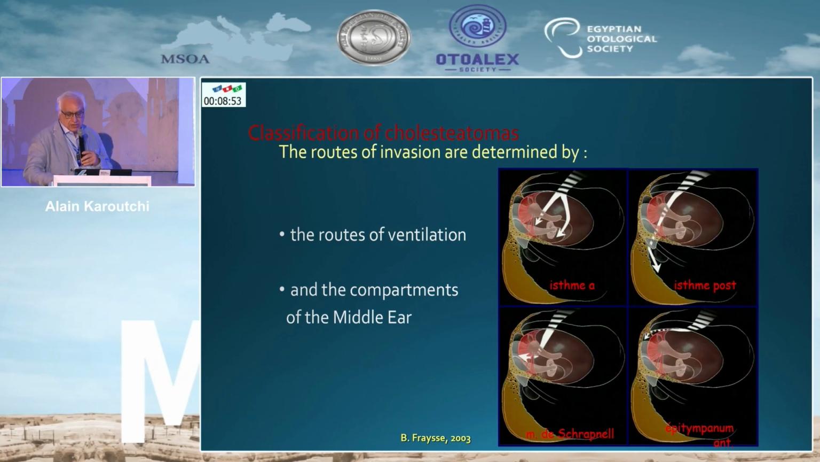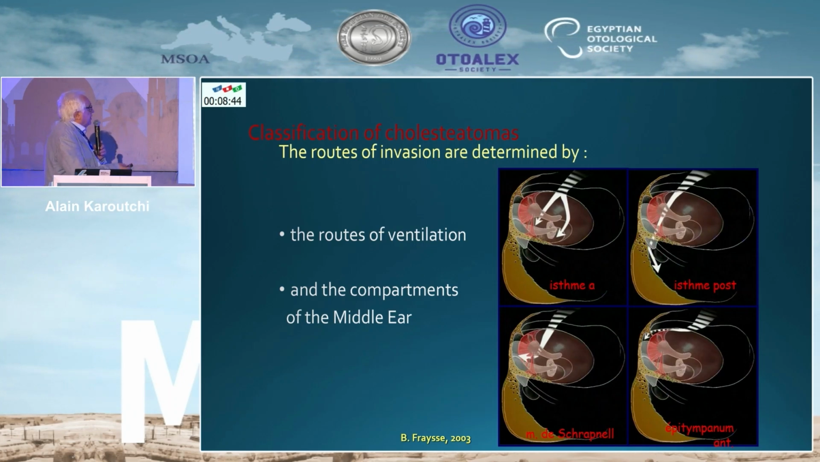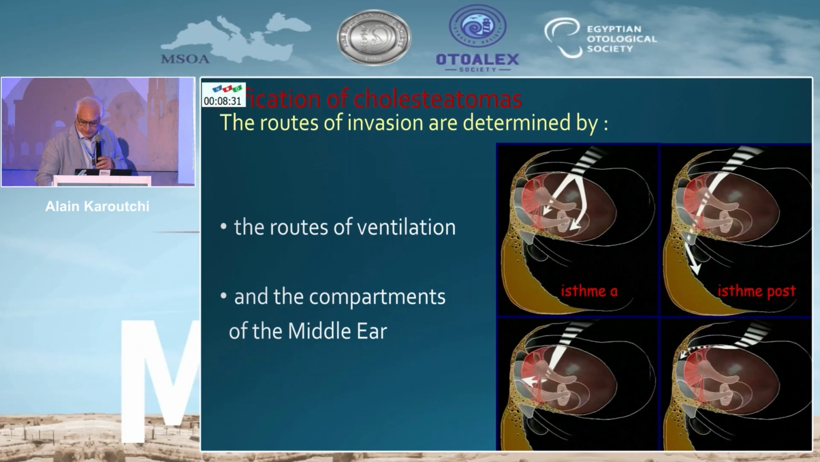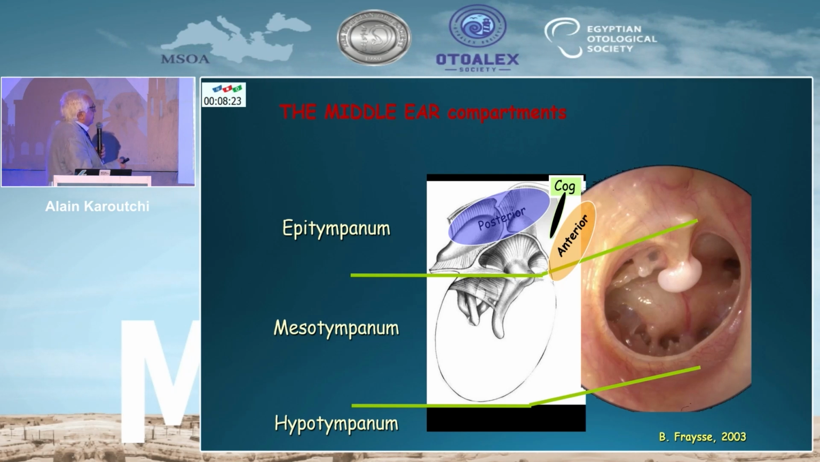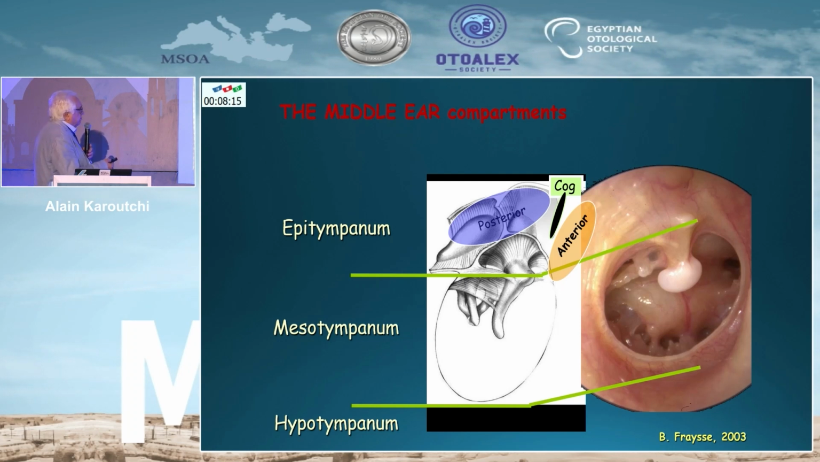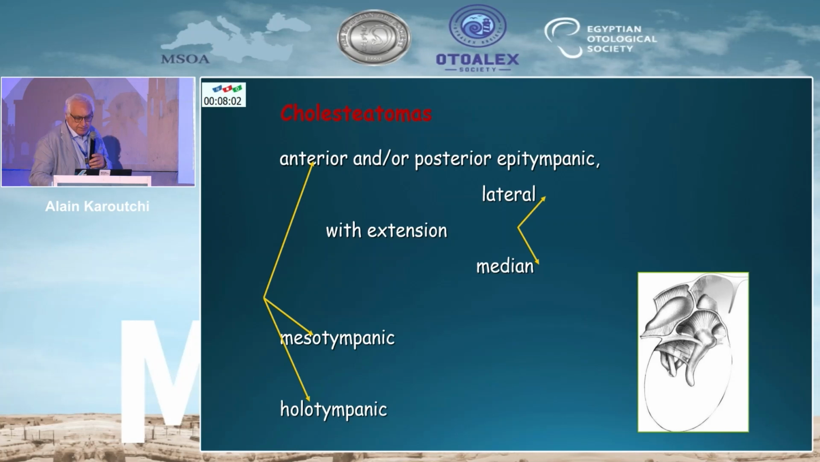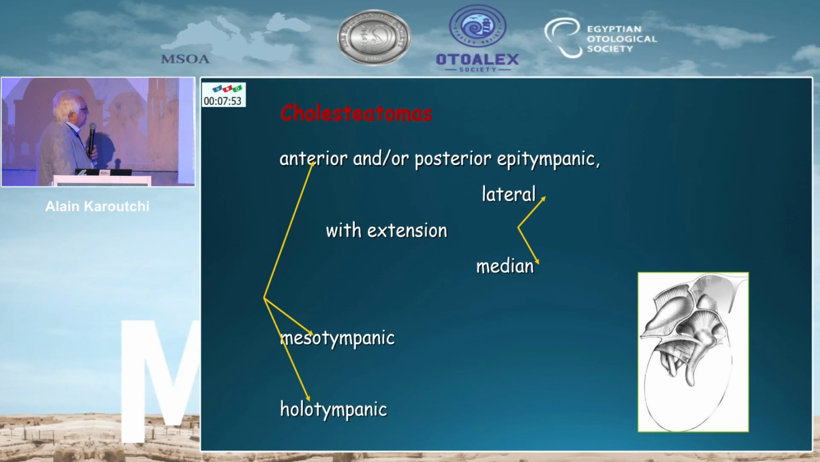So the classification depends, of course, on the route of invasion, determined by the route of ventilation. The most important: you have the isthmus anteriorly, posteriorly, the membrane of the Shrapnell, and of course the anterior epitympanum. It also depends on the compartment of the middle ear. You have the compartments that I showed you before, and I go fast. You have your epitympanum, posterior, anterior, and the most important is the cog. If you want to be sure that there is no problem when you do surgery, you must see the anterior part of the cog. And you have the mesotympanum, and also the epitympanum. But you know the evolution of the cholesteatoma: anteriorly and posteriorly epitympanic, with extension lateral, medial, mesotympanic, and holotympanic.